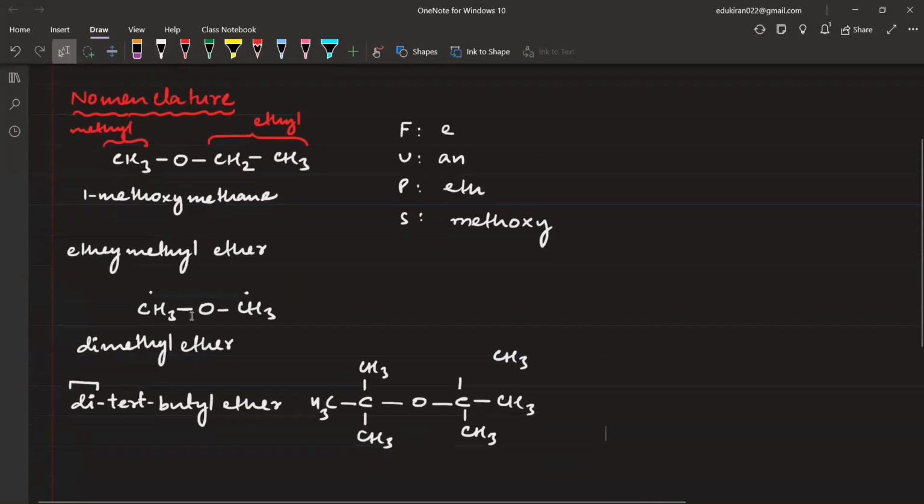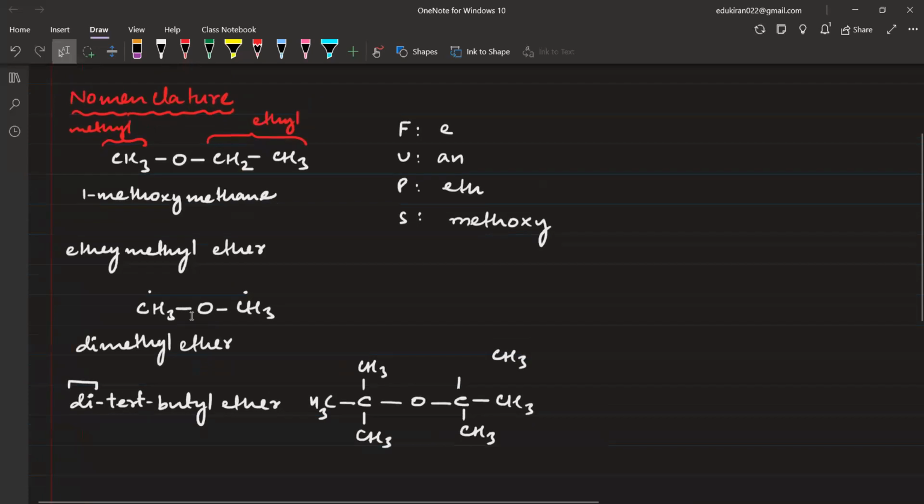These are some examples. Excuse me, sir. Yeah, Fadil, tell me. The first structure, the IUPAC name, shouldn't it be 1-methoxyethane? It will be 1-methoxyethane. Yeah, thank you very much. I wrote eth there and then methane, my bad. 1-methoxyethane, correct. So in SPUF we generally go like this.